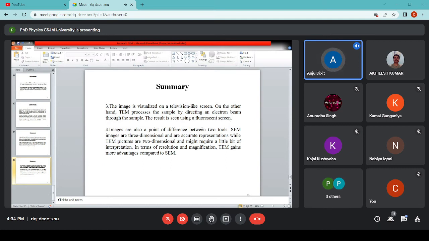Images are also a point of difference between two tools. SEM images are three-dimensional and are accurate representations, while TM pictures are two-dimensional and might require a little bit of interpretation. So it is easy to interpret SEM images as compared to TM images, since they are images which are produced with the help of SEM technique. They are three-dimensional, while TM produces two-dimensional image, and it might require a little bit of interpretation. It means interpretation is a little bit difficult. In terms of resolution and magnification, TM gains more advantage as compared to SEM.